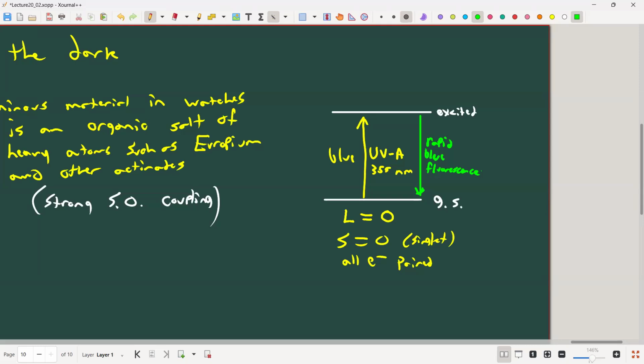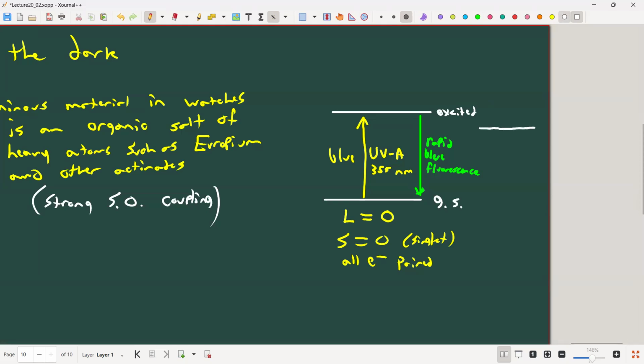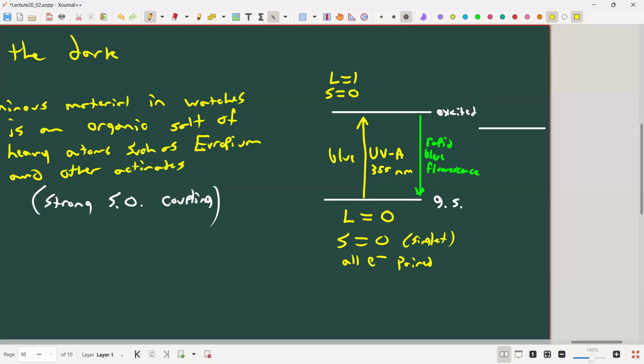What's happening? Well, it turns out there's an intermediate state in the system that's slightly lower in energy, over here. And in this state, let's just say the excited state is L equals 1 and S equals 0. What will happen is the angular momentum and the spin of the electrons in the europium couple very, very strongly. And what you'll get in this intermediate state, let's say is L equals 0, but it's S equals 1.